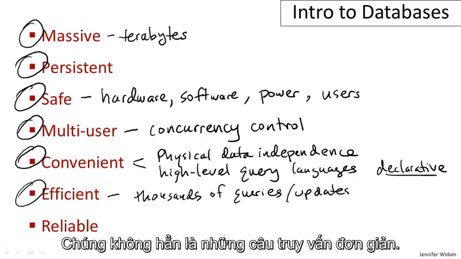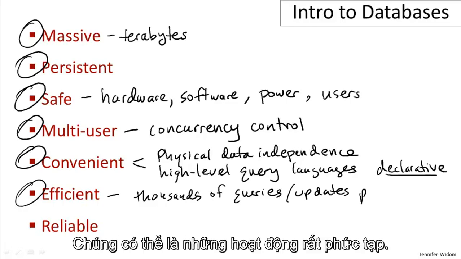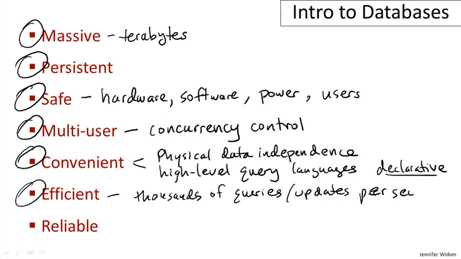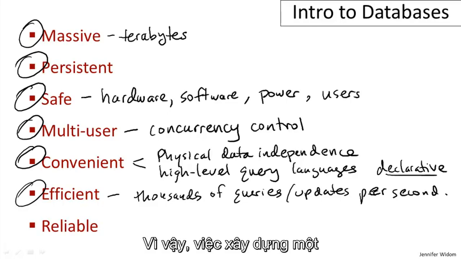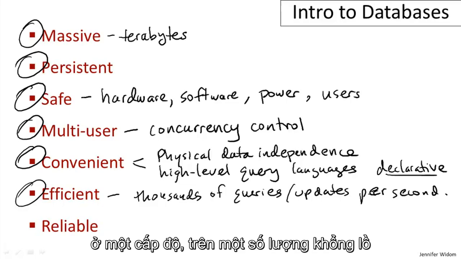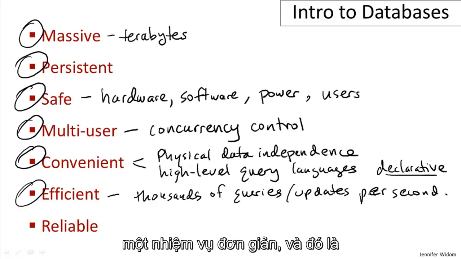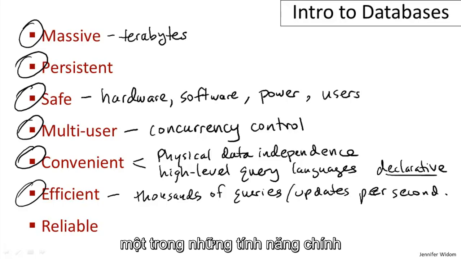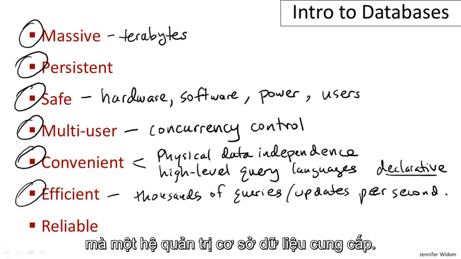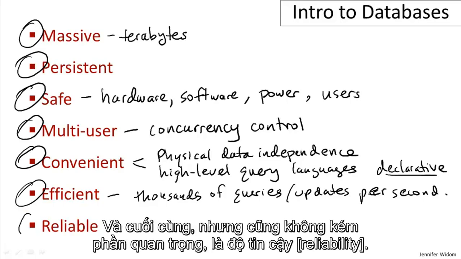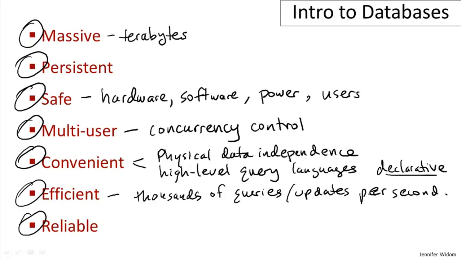And these are not simple queries necessarily. These may be very complex operations. So constructing a database system that can execute complex queries at that rate over gigantic amounts of data, terabytes of data, is no simple task, and that is one of the major features also provided by a database management system. And lastly, but again not last in importance, is reliability.